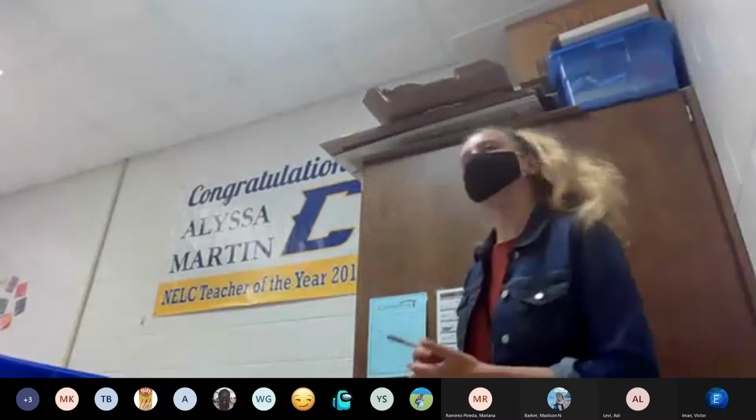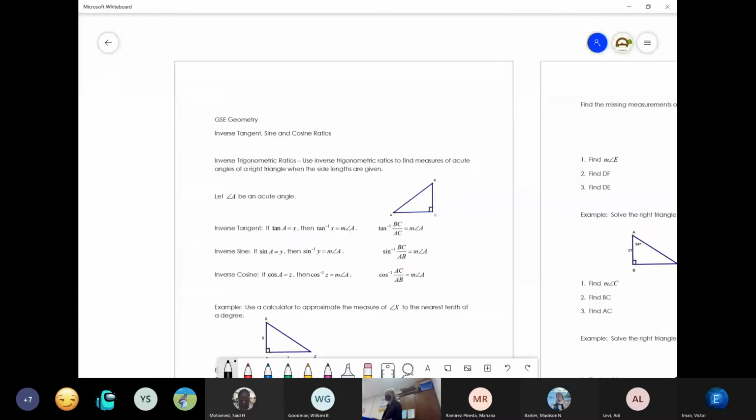Okay, guys, so we should be on the notes that look something like this. For those of us who are virtual, if you printed them out, and for those of us who are in person, if you could flip to where it says inverse tangent, sine, and cosine ratios. That's where we're going to get started for today.